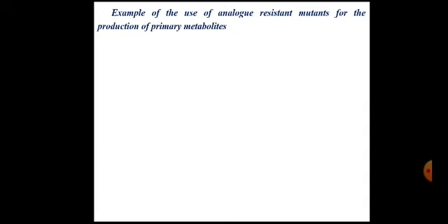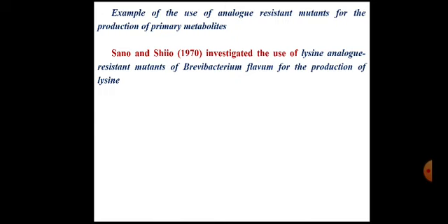This is very important. Now let us see an example of the use of analog resistant mutants for the production of a primary metabolite. Sano and Shiio, the Japanese scientists, isolated a lysine analog resistant mutant of Brevibacterium flavum for the overproduction of lysine.